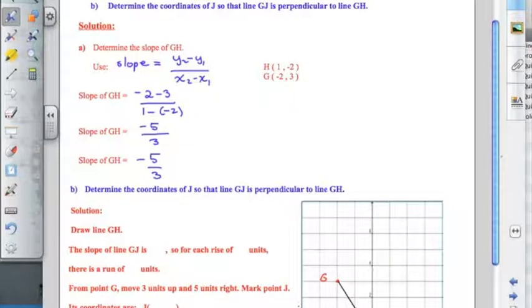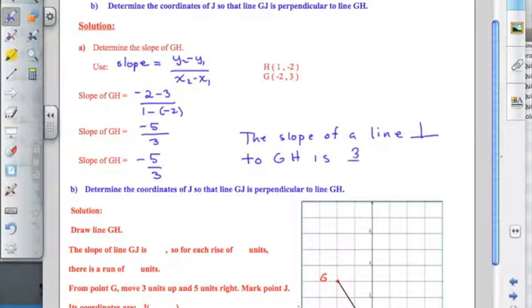So if we want to know the slope of a line that is perpendicular to GH, I'm going to use that symbol for perpendicular again. Perpendicular to GH is, and we're going to take the negative reciprocal. The negative of a negative number is positive, and the reciprocal of 5/3 is 3/5. So that is going to be the slope of a line that is perpendicular to GH. Okay, and I'll just indicate one more time what that symbol means.